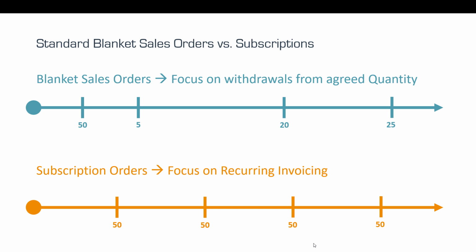In subscription invoicing, we have a fixed invoicing interval, and of course we can make adjustments to the number of items we're selling or add extra lines, but it's a fixed interval of invoicing, whereas the sales blanket orders is mainly used in demand planning, and the customer decides when they wish to make their withdrawals.